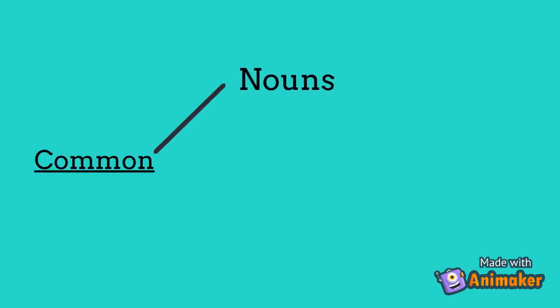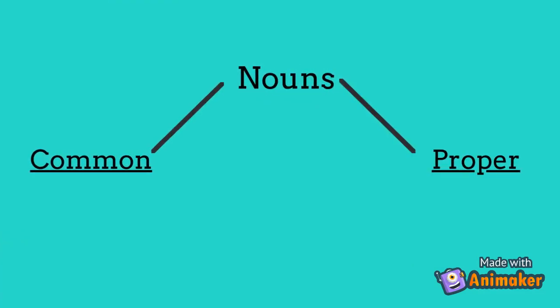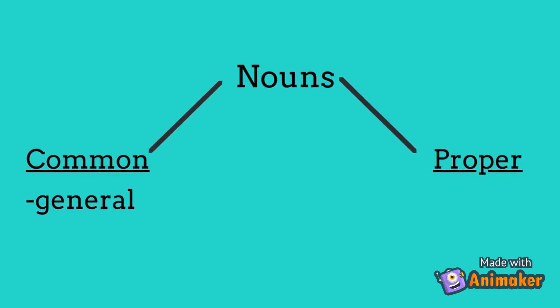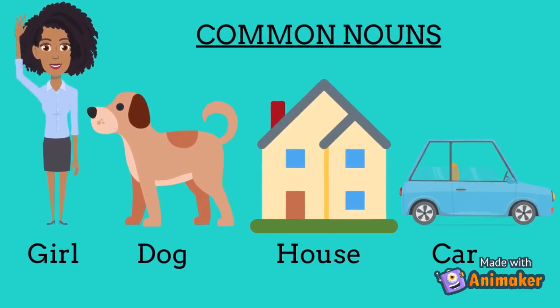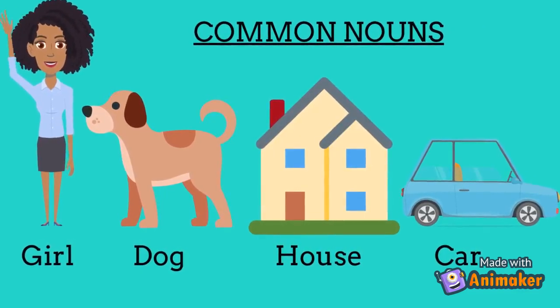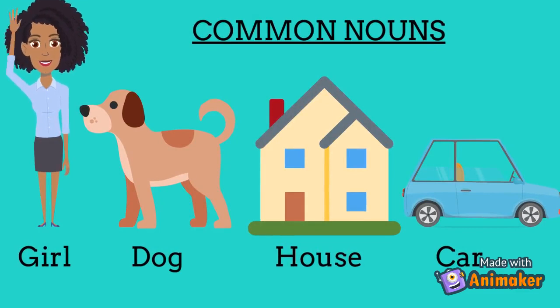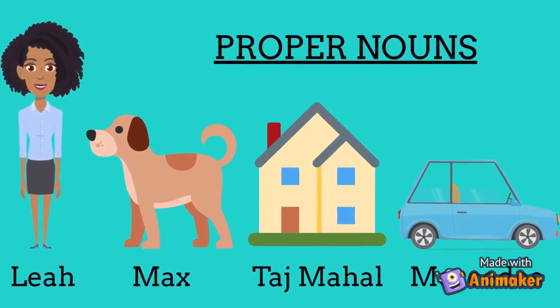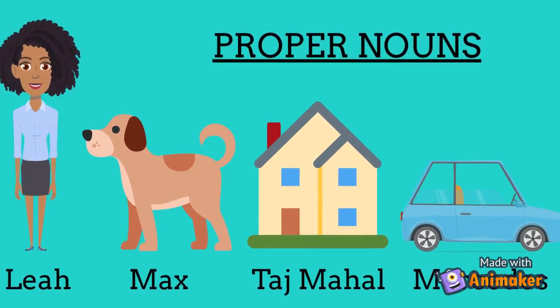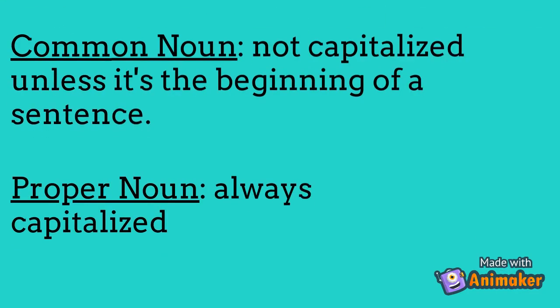Nouns are divided into common and proper nouns. Common nouns are nouns that name general things, and proper nouns are nouns that name specific things. Girl, dog, house, car, they are all common nouns because they name general things. Leah, Max, Taj Mahal, Mercedes are proper nouns because they are specific. Common nouns aren't capitalized unless they're the first word of a sentence, but proper nouns are always capitalized.